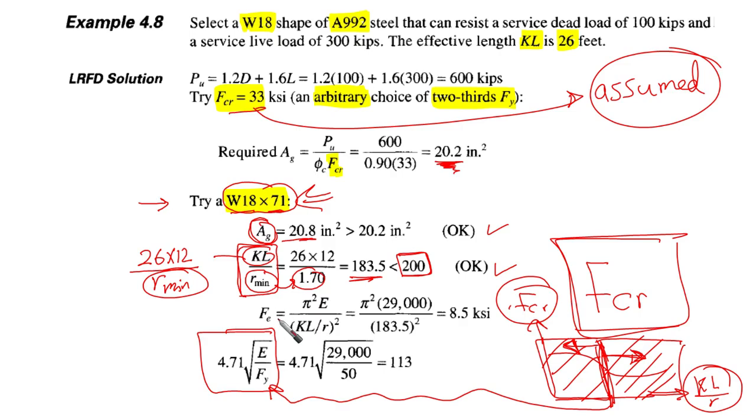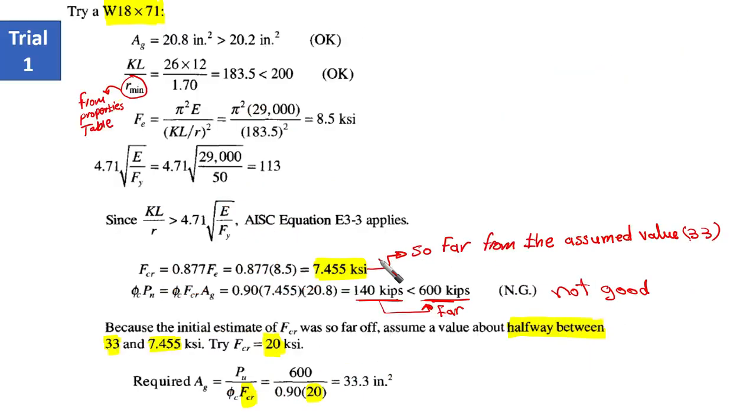When we check this, this is our limit, which is E over F yield. E is 29,000. It is constant for all types of steel. And F yield is 50, because we use A992 type of steel. And this is 113. Okay, this is our limit. So the limit here is 113. So what is our KL over R? It is 183, right? 183.